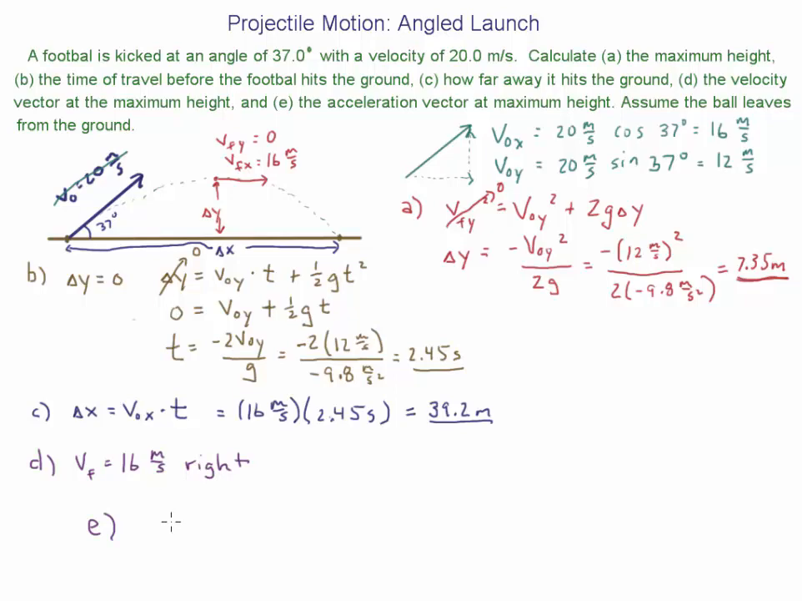Part E is just a conceptual question. The acceleration vector at maximum height. The acceleration vector, a, is always negative 9.8 meters per second squared. Actually, we should be more formal with this since they're asking us: it's 9.8 meters per second squared down. We know that it's negative when we're talking about the vertical axis, but we're just going to say it that way to be cool.